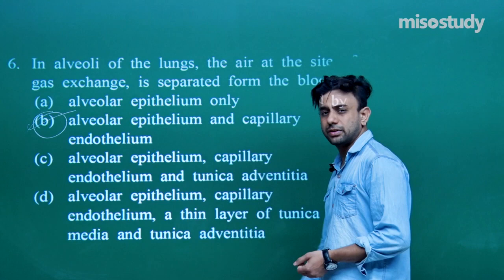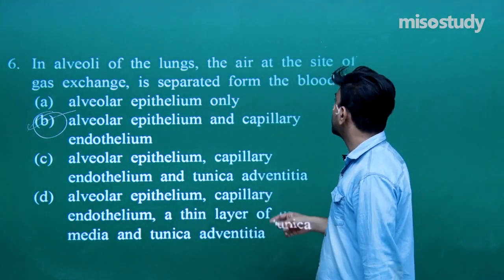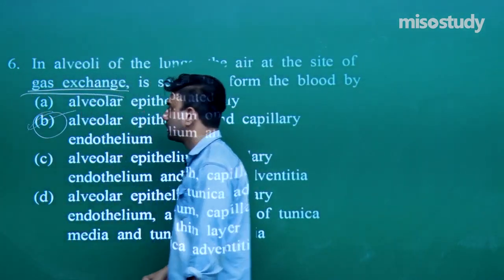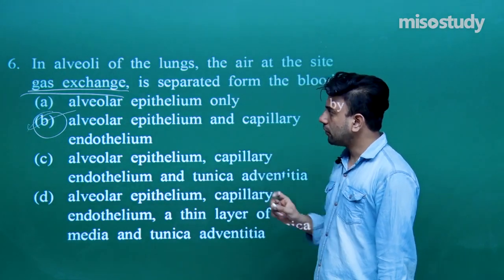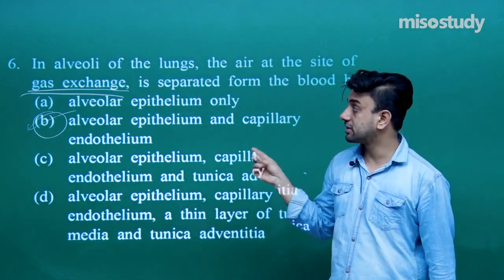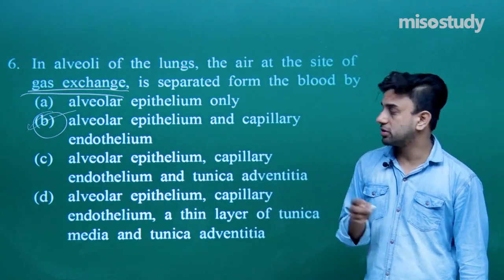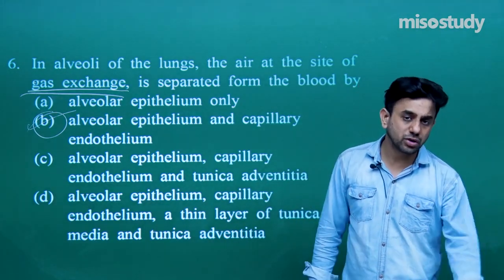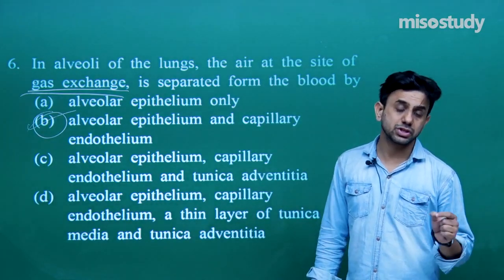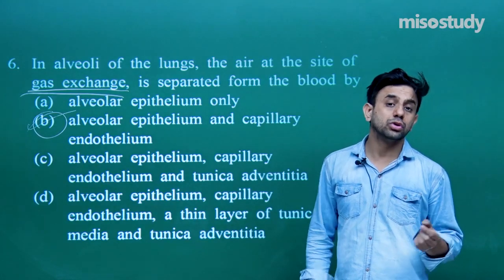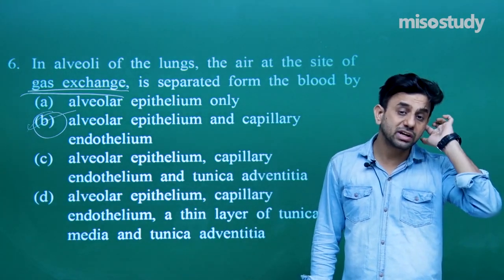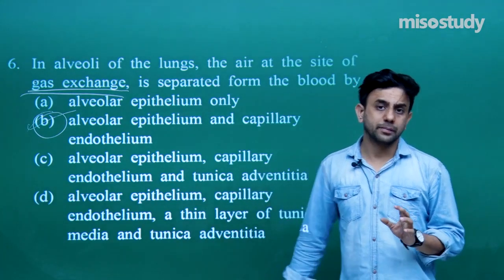Now, let us see why we got this as the correct answer. In alveoli of the lungs, the air at the site of gas exchange, all right. See, whenever the gas exchange has to take place, the epithelium has to be the thinnest, because we have already said in the previous, that is why I chose this question, because there is a link between the previous and this one. We said diffusion of gases, there is no active energy. So, the diffusion has to take place through a semi-permeable membrane, through one of the most friendly membranes possible.